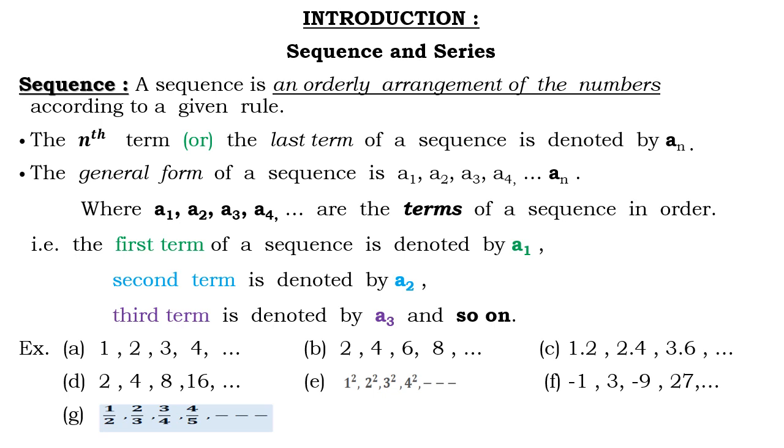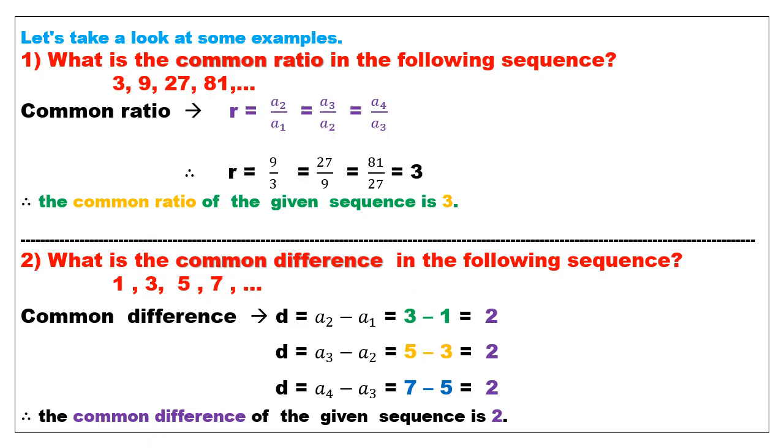Example F, -1, 3, -9, 27, and so on. Example G, 1 divided by 2, 2 by 3, 3 by 4, 4 by 5, and so on. Now these are the examples of a sequence. It follows a certain rule. Now here we have so many rules we can apply to form a sequence. So in that I will explain two types, that is common ratio and common difference. Now let's take a look at some examples.